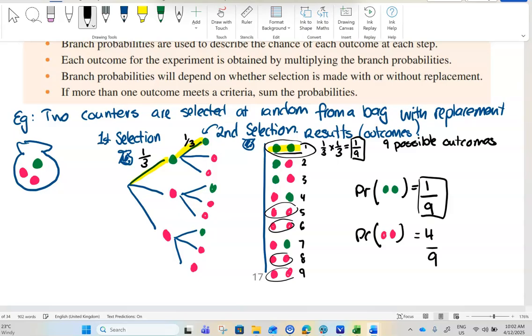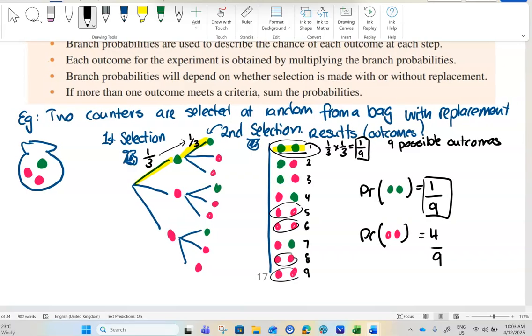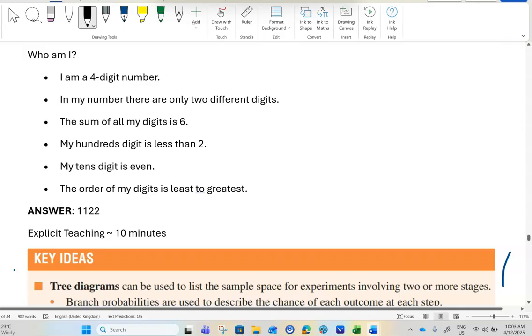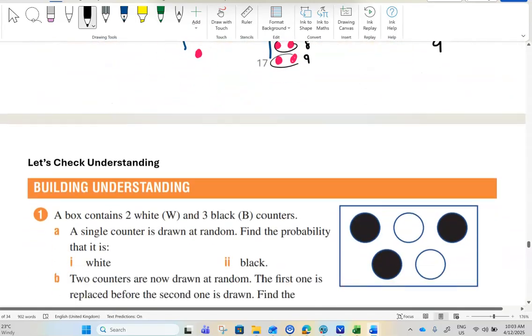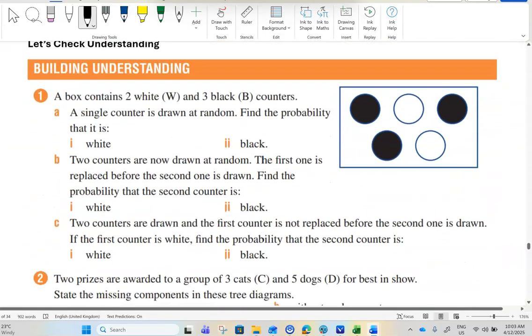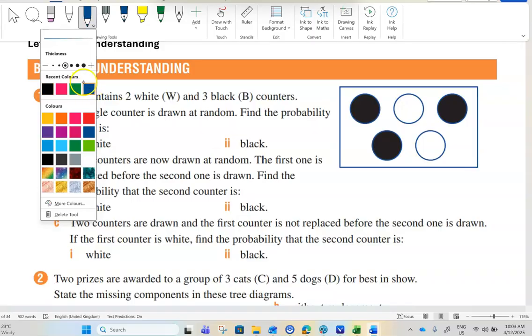So there's a way of showing, like the tree diagram can show the probability, but instead of having to write out all the outcomes, we could have just found the probability by timesing those 2 probabilities together. So that's what we're looking at today. So let's keep going and have a look at these questions to help us understand.